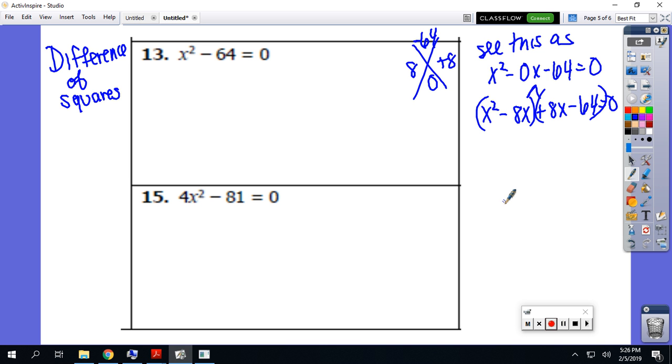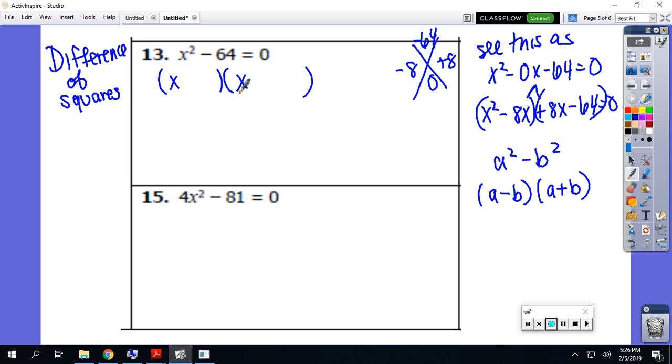If you remember the difference of squares formula, where if I had a squared minus b squared, my factors would be a minus b times a plus b. So because I know my factors are negative 8 and positive 8, how do I get x times x? X squared would be x times x. Negative 64 would be positive 8 and negative 8. Because they are the same number, they're going to cancel off your middle term to leave you with that 0x.